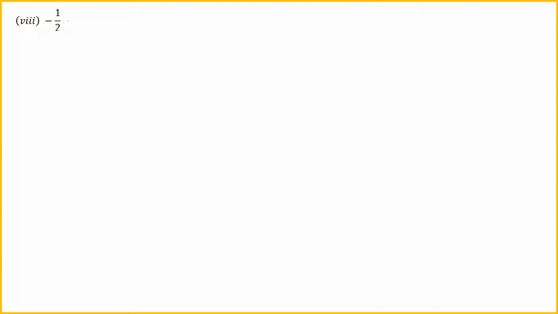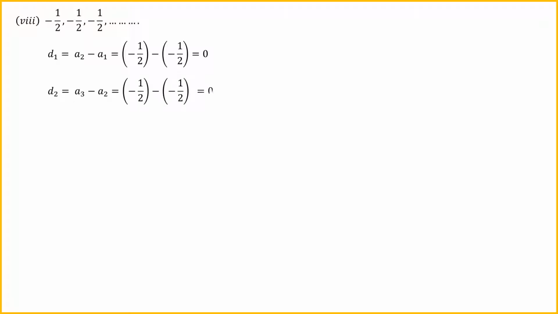The next question is minus 1 by 2, minus 1 by 2, minus 1 by 2. The difference is 0. Therefore, it is an arithmetic progression. a2 minus a1, that is minus 1 by 2 minus of minus 1 by 2, is 0, where d2 remains 0. Therefore, the given progression is in arithmetic progression. The next question.